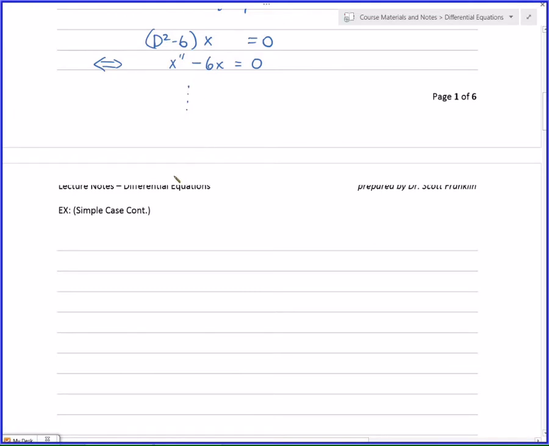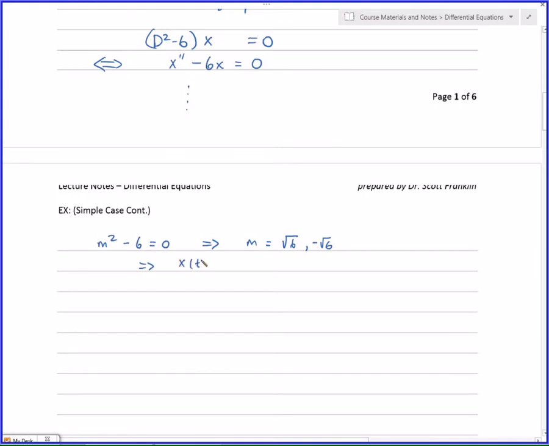M squared. Yeah, it's called the characteristic polynomial. Oh, that's the one. Right? So M squared minus 6 equals 0 means M is, our two roots will be just plus or minus square root of 6. Okay?